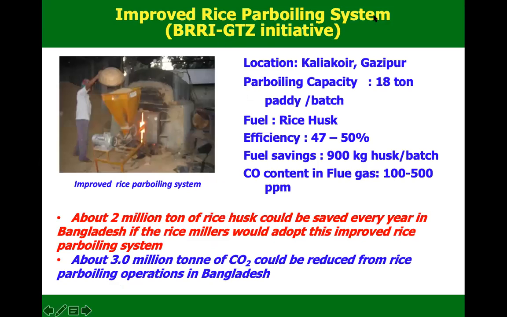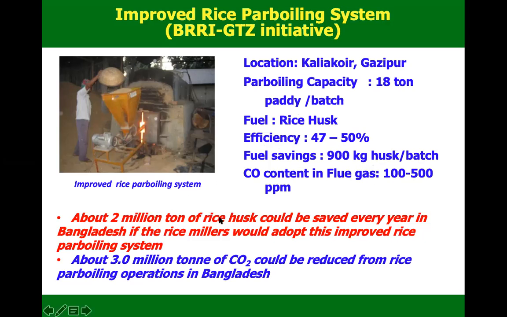Improved rice parboiling system. Parboiling means there are some machines used for boiling the rice. We have boiled rice or atop rice, that is non-boiled. Parboiling capacity is 18 tons of paddy per batch. Fuel is rice husk, efficiency around 50%. Fuel saving is 900 kg of husk per batch. Carbon monoxide content in fuel gas. So this is very problematic.